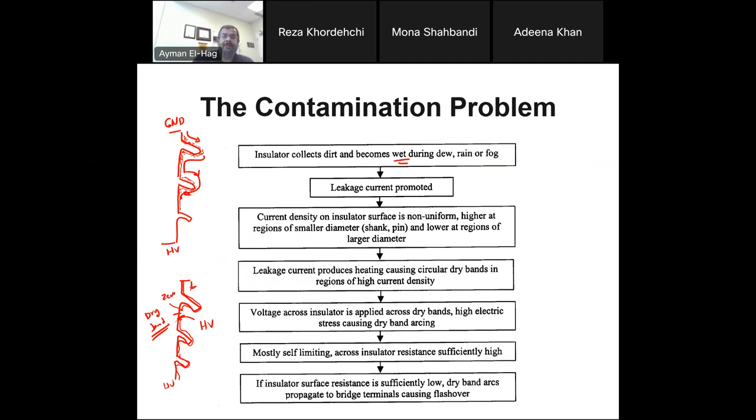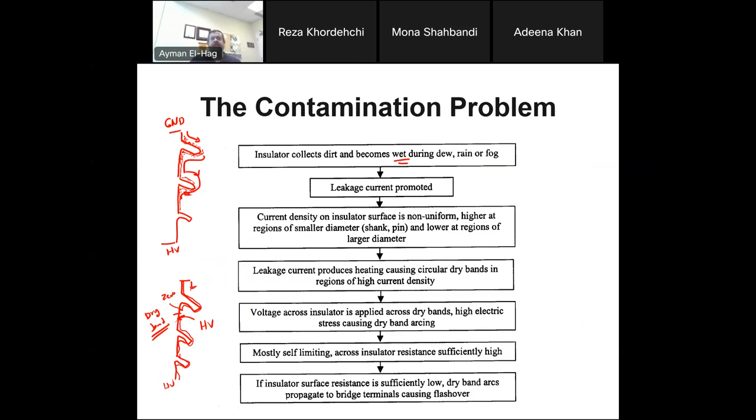But if the fault persists, after 3-4 operations, depending on the setting, you will have a permanent opening of the circuit breaker. Now, if you have a polymer insulator, this dry band arcing can cause aging and can cause damage to the surface of the insulators. I will try again, hopefully if time allows, to allocate one lecture about improving the outdoor insulation systems.